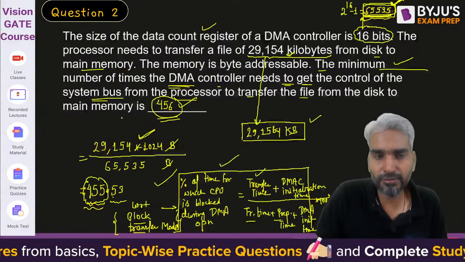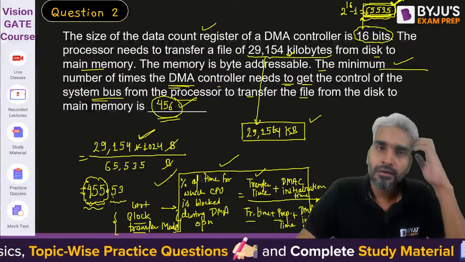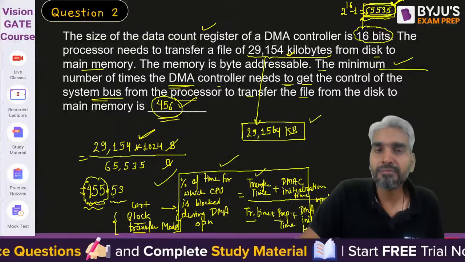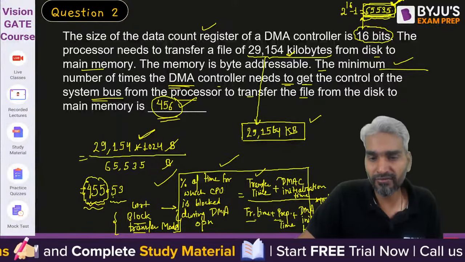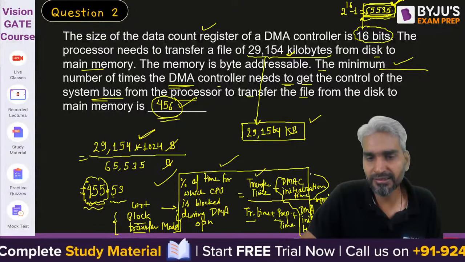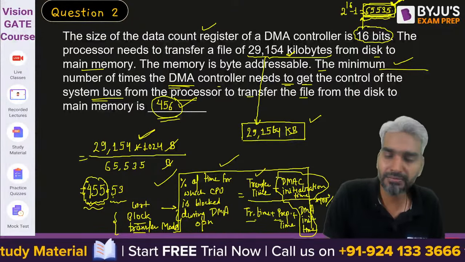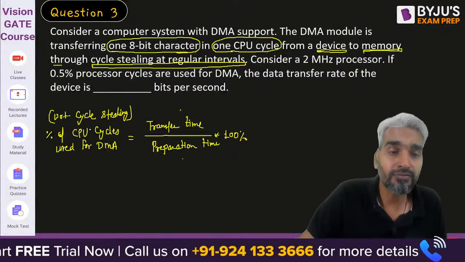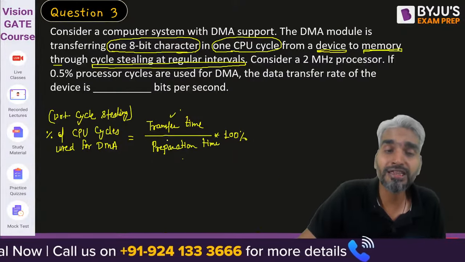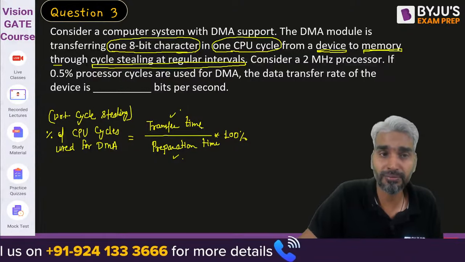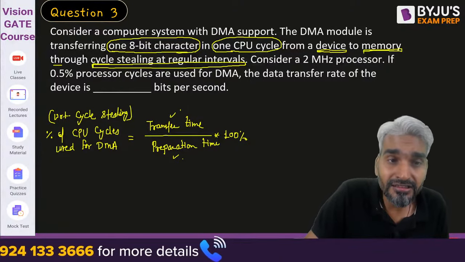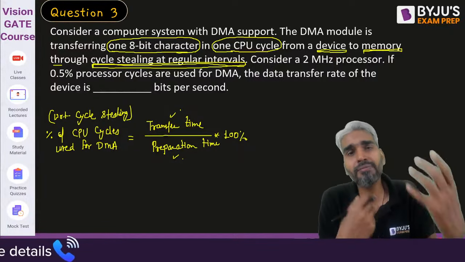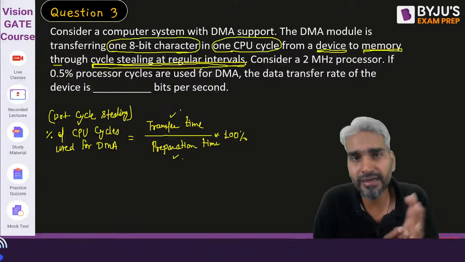The percentage of CPU cycles used for DMA with respect to block transfer will be transfer time divided by transfer time plus preparation time, into 100%. Even if we think that this DMA initialization time is negligible, it is still transfer time divided by transfer time plus preparation time. But with respect to cycle stealing mode, it will be transfer time divided by preparation time into 100%. If the cycle stealing is being done at regular intervals, it means we will keep stealing the cycles or performing the data transfer operation.